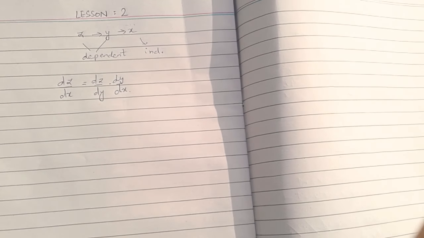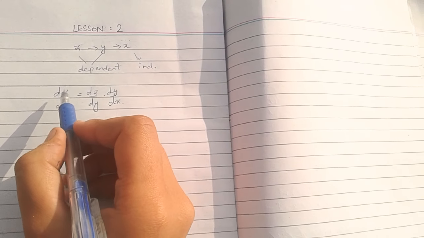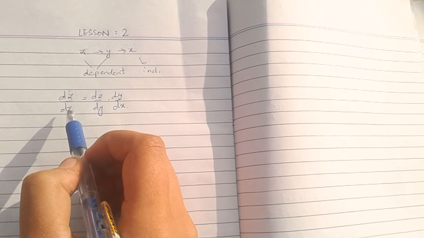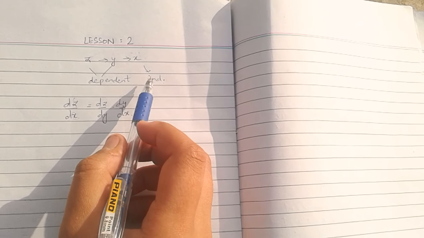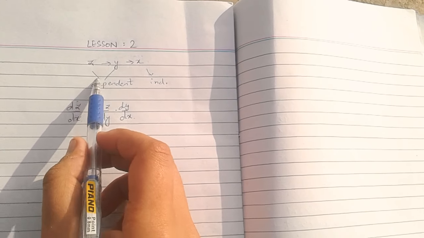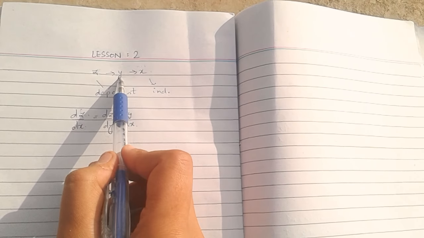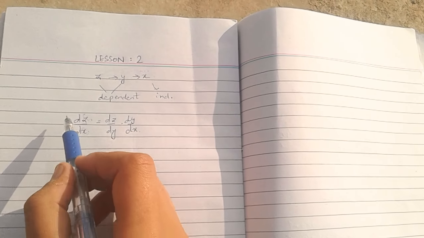Now here we can say that z is the dependent variable. Whenever we have to find the derivative of a dependent variable with respect to another variable, say x, the independent variable always comes in the denominator and the dependent one in the numerator. And if these two variables are linked by another variable, here y, because z depends on y and y depends on x and z also depends on x, we can break it down as this.